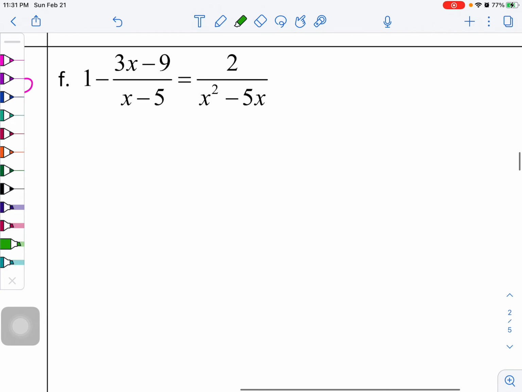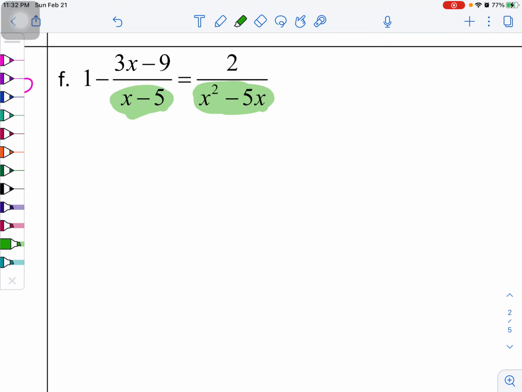All right, let's go ahead and slide it over to part F here. Now, part F is going to be the first one that's a little bit weird in terms of we have this 1 sitting here, which is fine. There's no denominator, totally okay. That's not going to be an issue for us for the domain restrictions or the LCD, but you want to be careful with it when you are multiplying by the LCD.